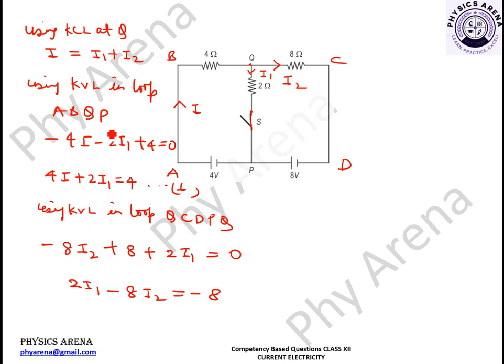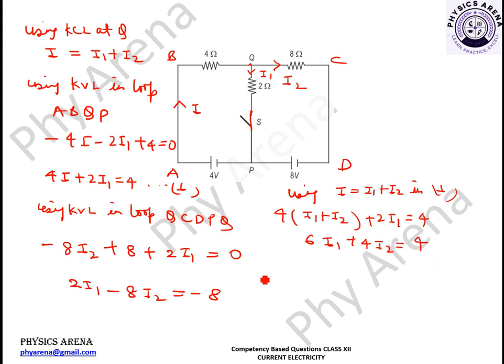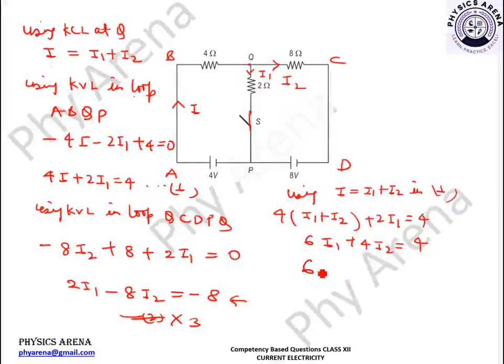This I can be replaced as I1 plus I2. So using I is equal to I1 plus I2 in equation 1, we can write 4 times (I1 plus I2) plus 2I1, that is equal to 4. So it will be 6I1 plus 4I2, that is equal to 4. Now we can multiply the other equation by 3 in order to make the coefficient of I1 6. So on multiplication with 3, it will be 6I1 minus 24I2, that will be equal to minus 24.